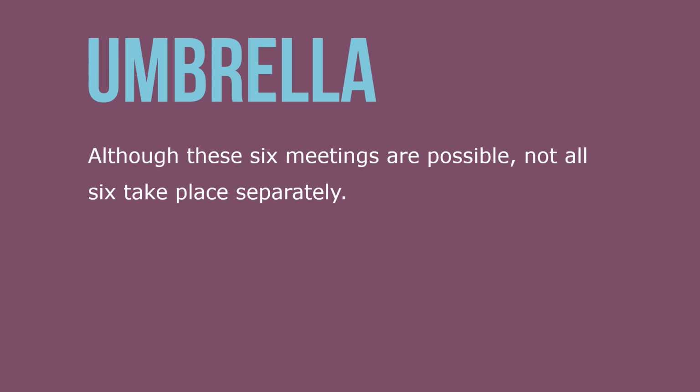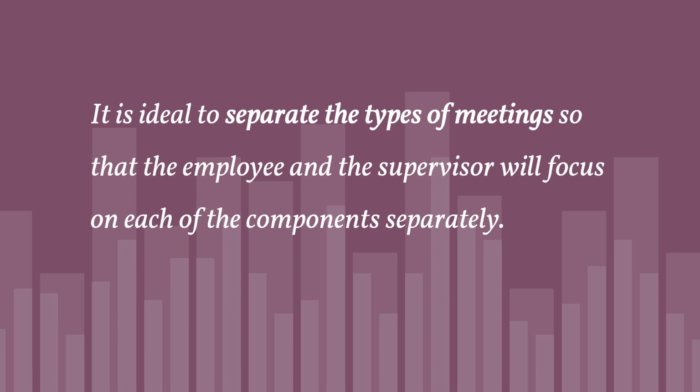Although these 6 meetings are possible, not all 6 take place separately. For example, the self-appraisal, classical performance review, merit or salary review, developmental plan, and objective setting meetings may all take place during one umbrella meeting. It's ideal to separate the types of meetings so that the employee and supervisor will focus on each of the components separately.